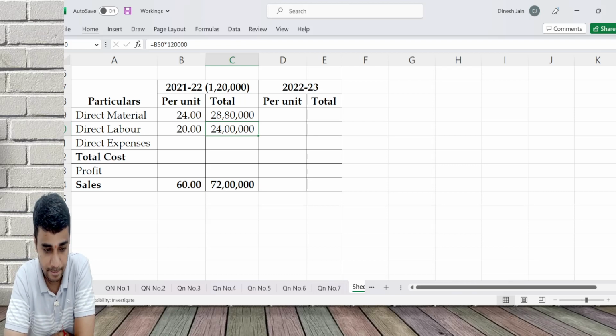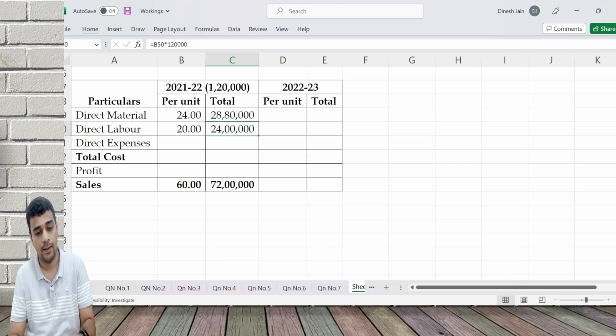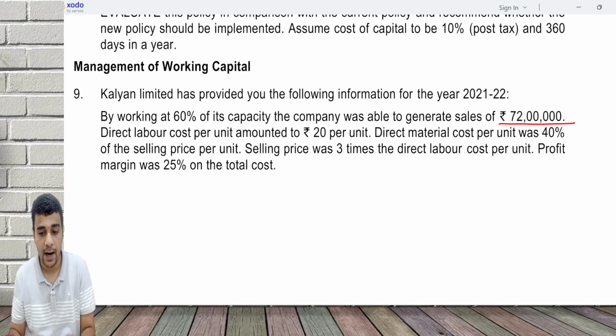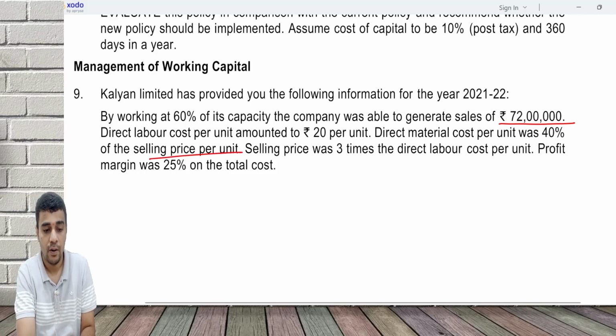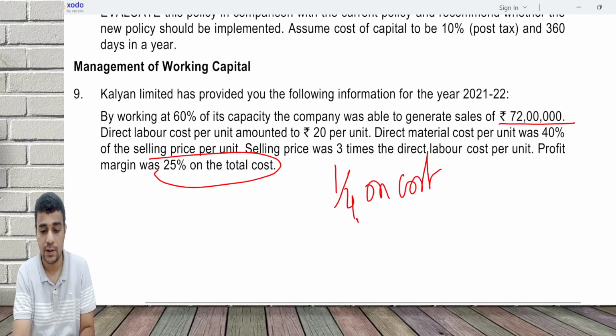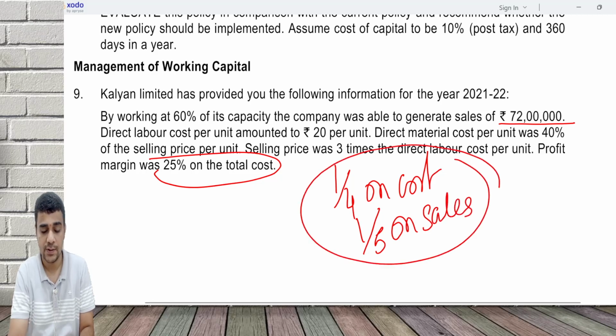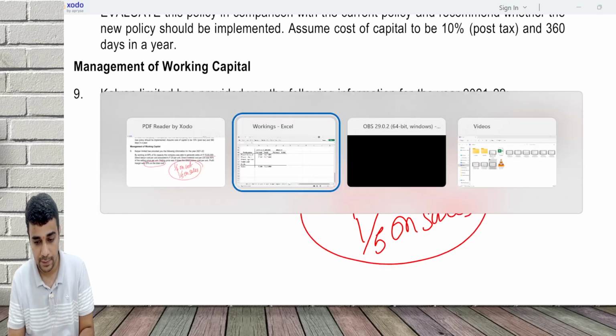120,000 units are there, into 120. Direct material 24, direct labor 20 into 120. Material cost is 40% of selling price. Profit margin is 1/4, 25%, on cost. 1/4 on cost will become 1/5 on sales.